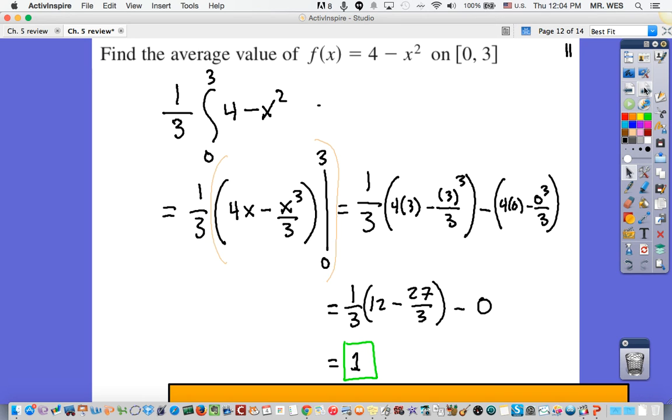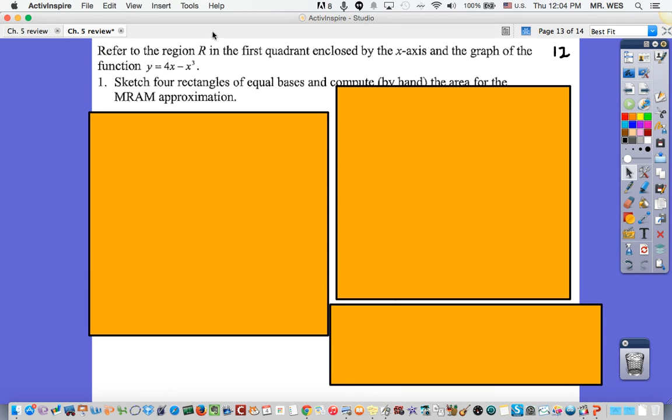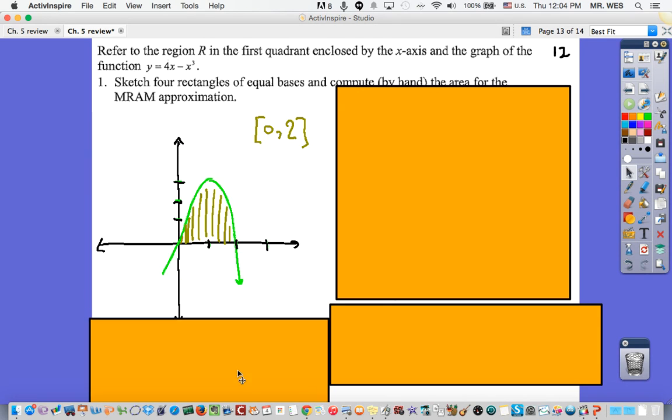Okay, and for the last problem, let's read this. Refer to the region R in the first quadrant. Okay, so if we're going to talk about the first quadrant, that's going to be this quadrant here of this graph from 4x to minus x cubed. And what I realized is that it crosses the origin here, so it goes from 0, and when it has a 0 here, it crosses the x-axis at 2. So really we're talking about the area underneath this curve that I've shaded in here.